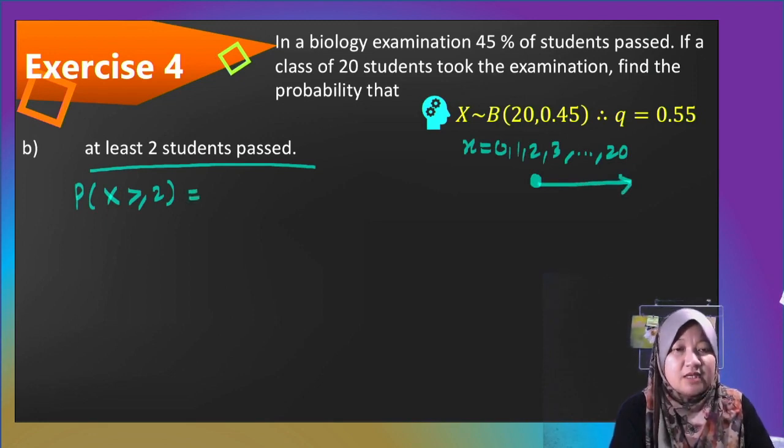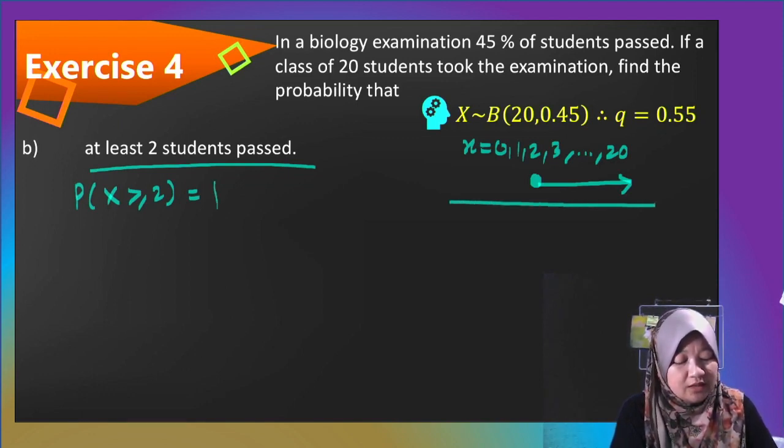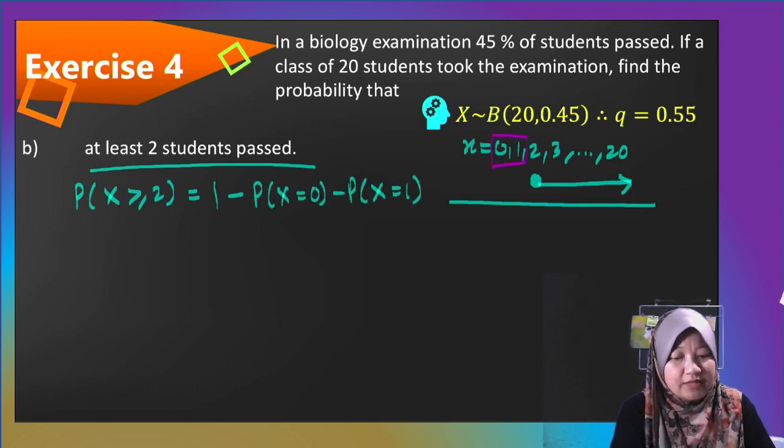Tapi takkan kita nak senaraikan semua. Jadi apa yang kita boleh buat adalah kita ambil nilai keseluruhan 1. The whole probability adalah 1. Okay, minus balance dia adalah yang inilah. Okay. Jadi probability X equal to 0 minus probability X equal to 1.